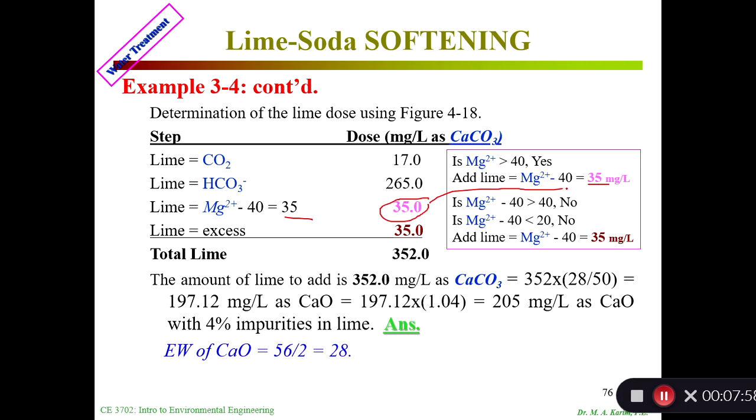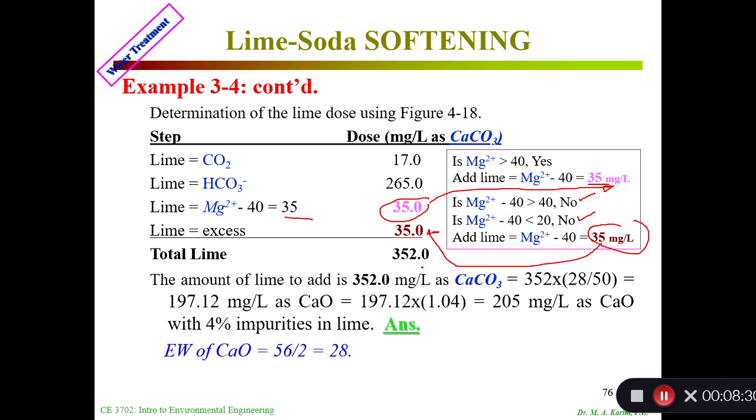So this amount came directly from that step. Then, is magnesium minus 40 greater than 40? Magnesium minus 40 is 35, so it's not greater. That means no. Then go to the next diamond in the flowchart. Is magnesium minus 40 less than 20? No. Then go to the next diamond. Then it goes to add lime equal to magnesium minus 40, which equals 35. That means both are 35, but they came from different steps.